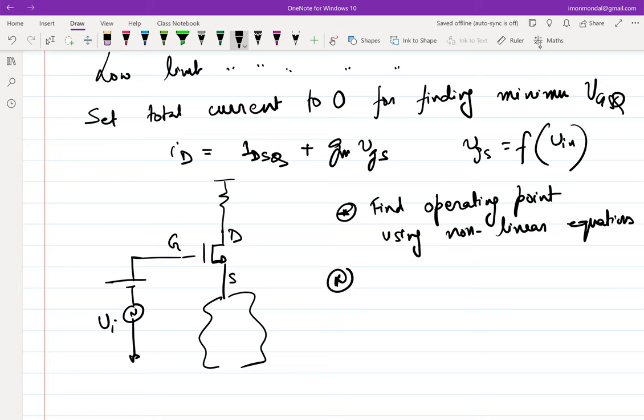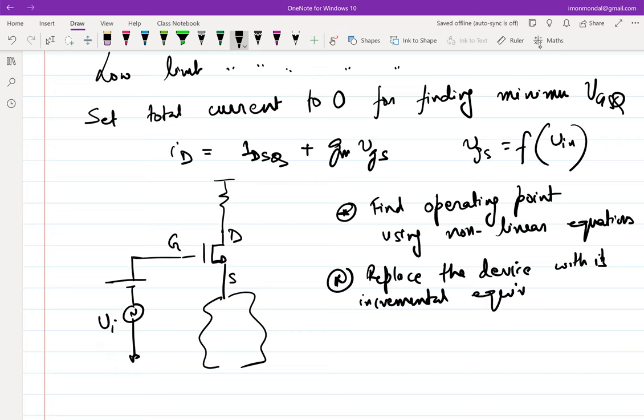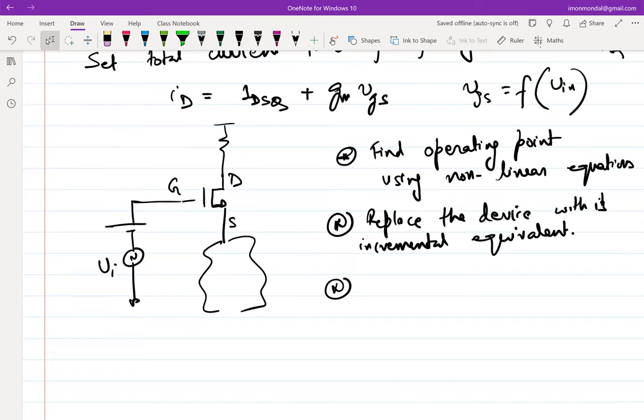What will be step two? If it is in saturation region, then we can change the MOSFET to the small signal. No, you can always change the MOSFET to small signal characteristics. Even in linear region, it has a small signal characteristic, just that it cannot amplify, right? So you can always do that. So step two will be: replace the device with its incremental equivalent. And what is the purpose of the incremental equivalent? The purpose is to figure out how the corresponding source, drain and gate voltages change when I apply an increment, right?